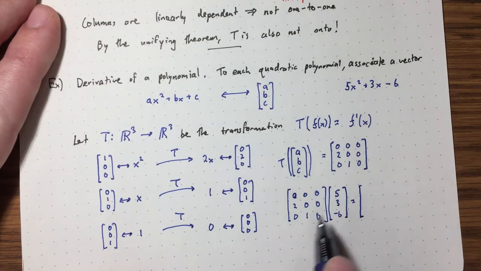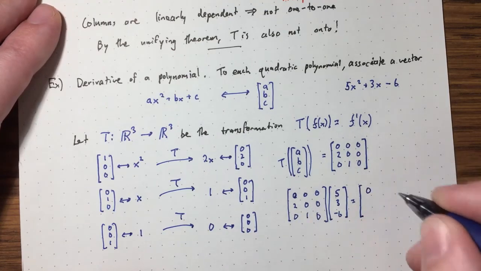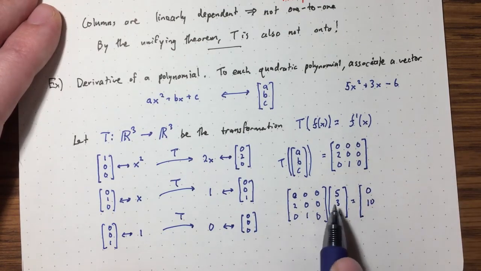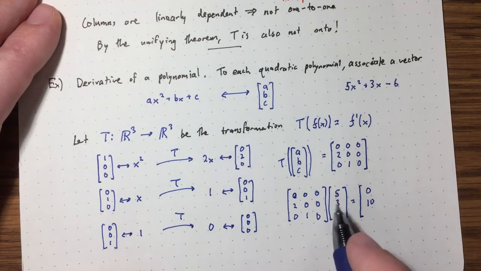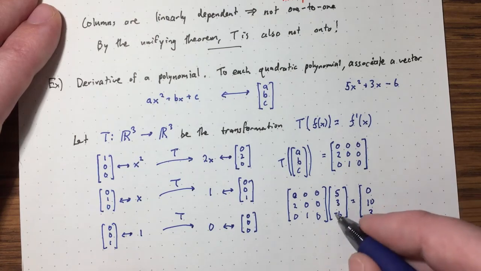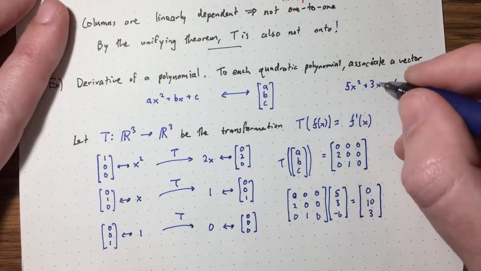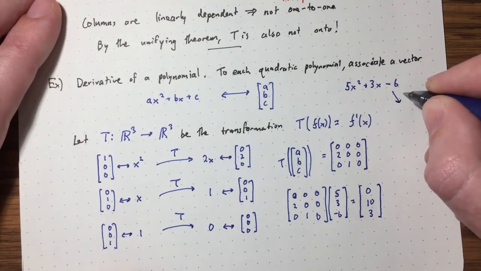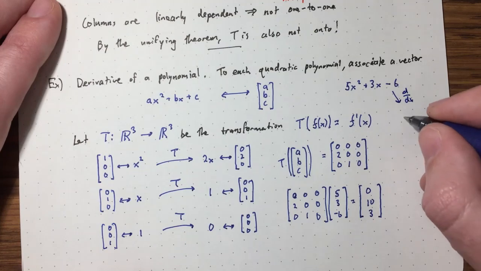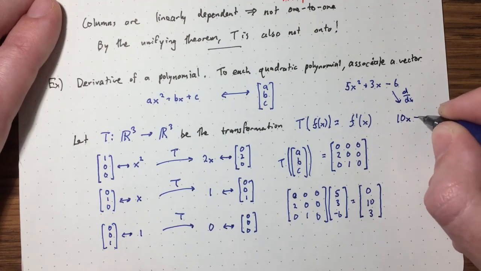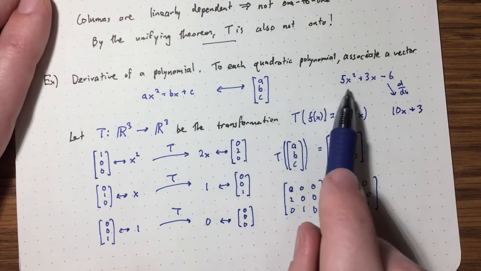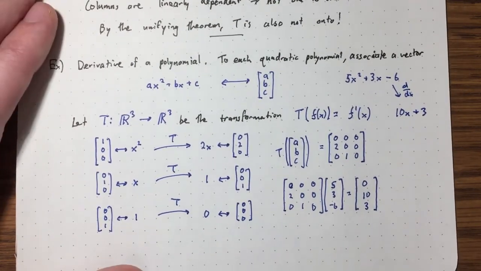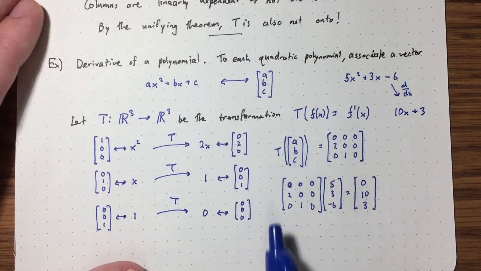Okay, so my first component, well, what's that going to be? It's going to be 5 times this vector, 3 times this vector, minus 6 times this vector, but I have all zeros there. So that's just going to be a 0. Then this one's going to be 5 times a 2, plus 3 times a 0, plus negative 6 times a 0, so that's 10. And this component here is going to be 5 times 0, plus 3 times 1, plus negative 6 times 0. So I get this vector. So that's telling me that if I take the derivative of this polynomial, I should get 10x plus 3. Is that right? Yeah, I think it is, right? So this is pretty cool. So you can actually encode differentiation as multiplication by this matrix.